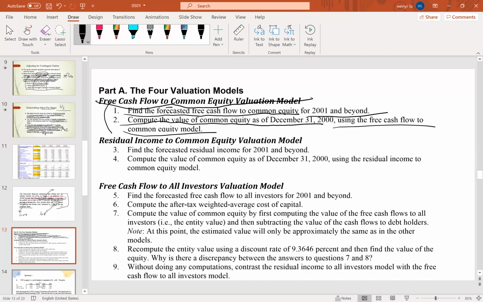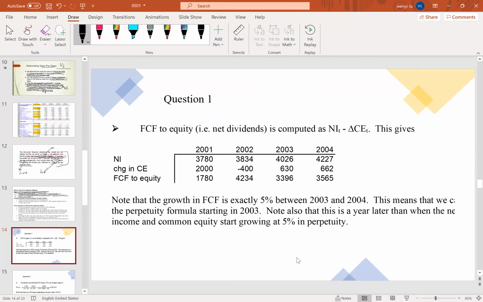So let's solve this one. First, what is the free cash flow to common equity? We already defined these equations. Our free cash flow to equity is computed as net income minus the change in common equity. The change in common equity is this year's common equity minus last year's common equity.